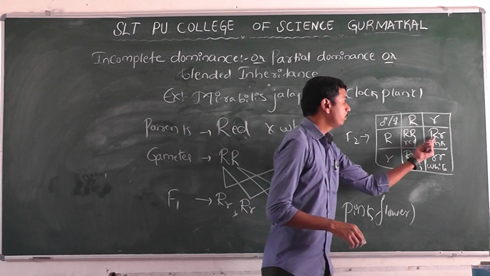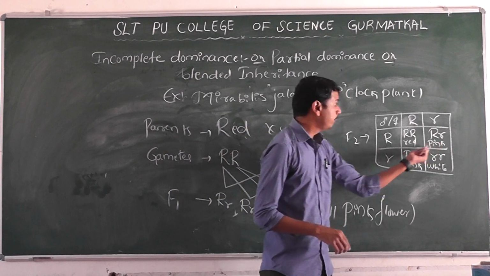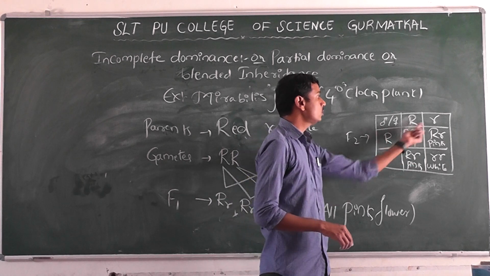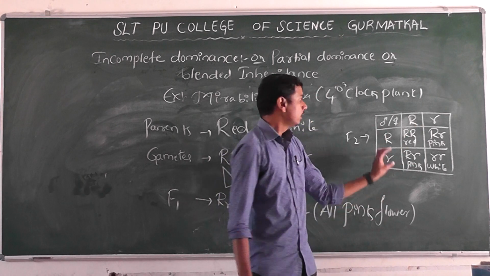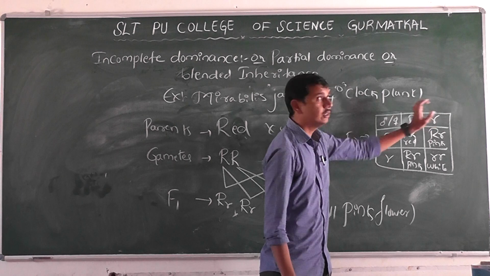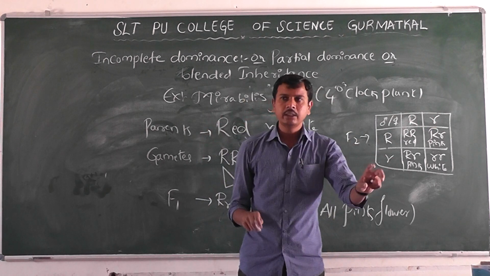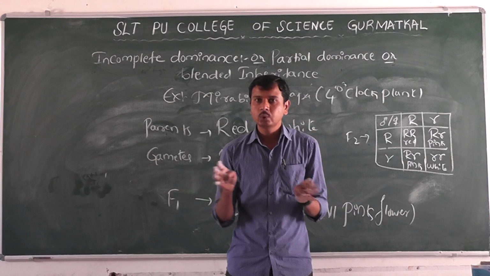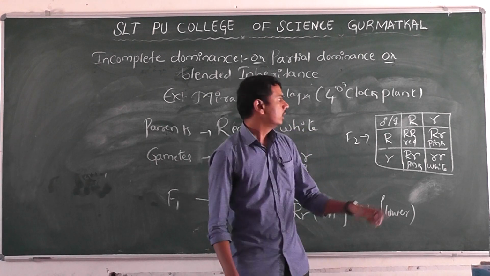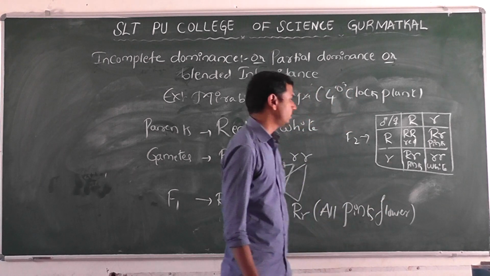So capital R small r means we got the pink. Why? Because this capital R fails to dominate the small r. That means the red fails to dominate the white one. So that is the reason we didn't get the red or the white. Apart from those two, we got the pink flower. So this is the F2 generation.